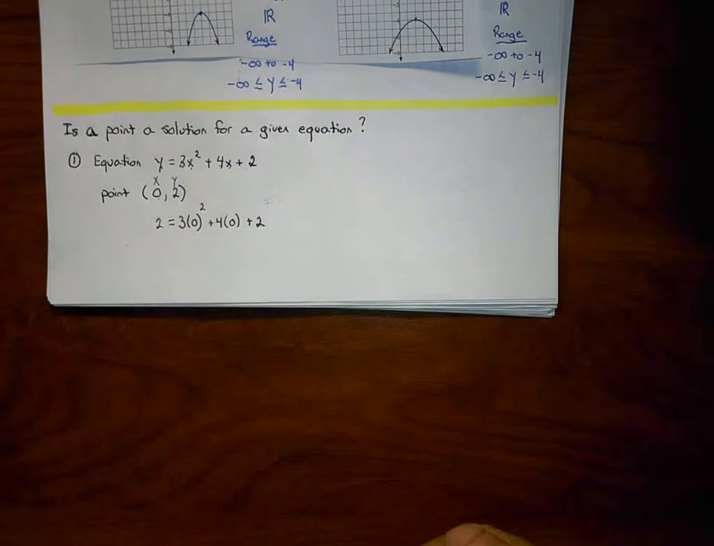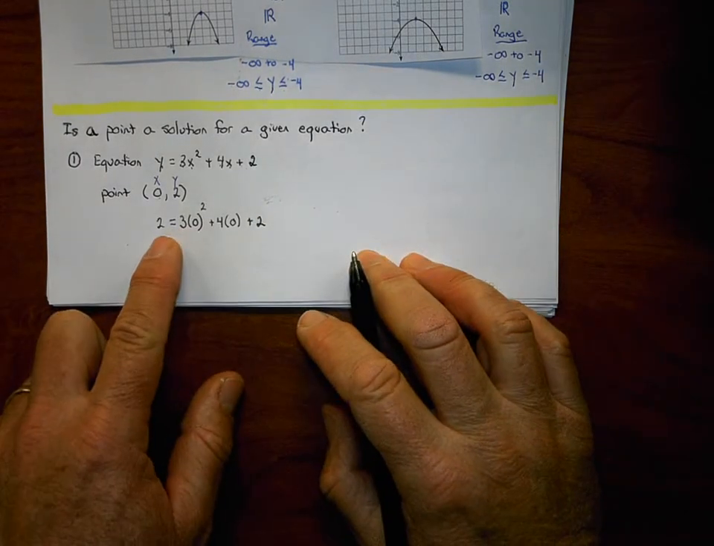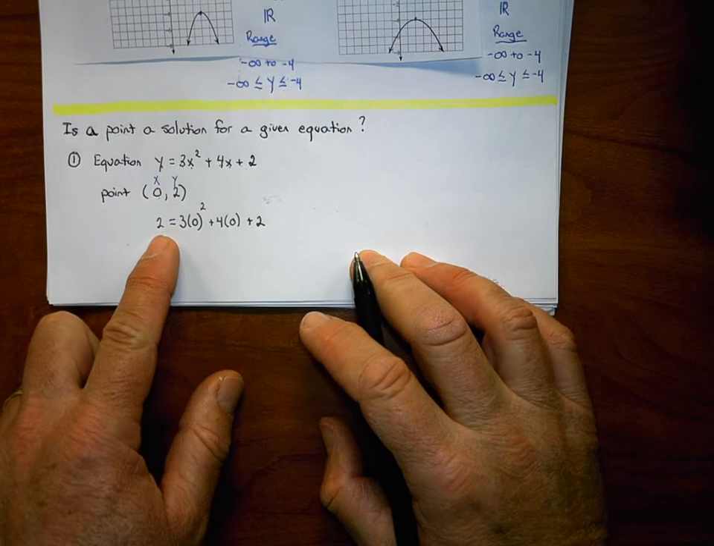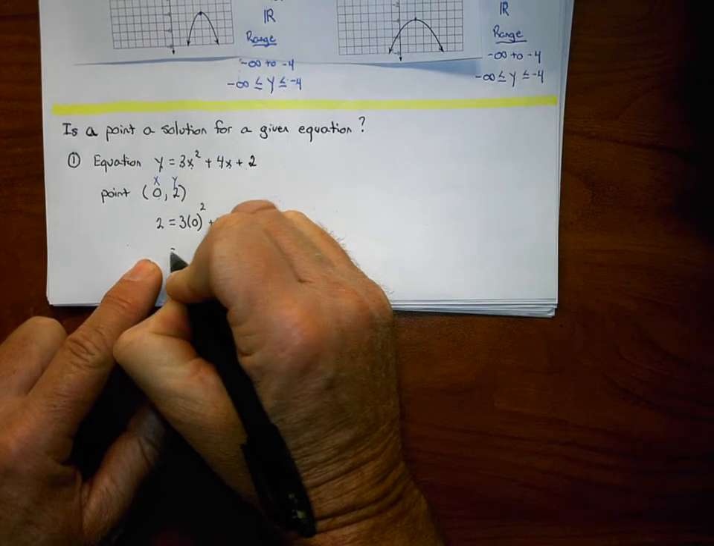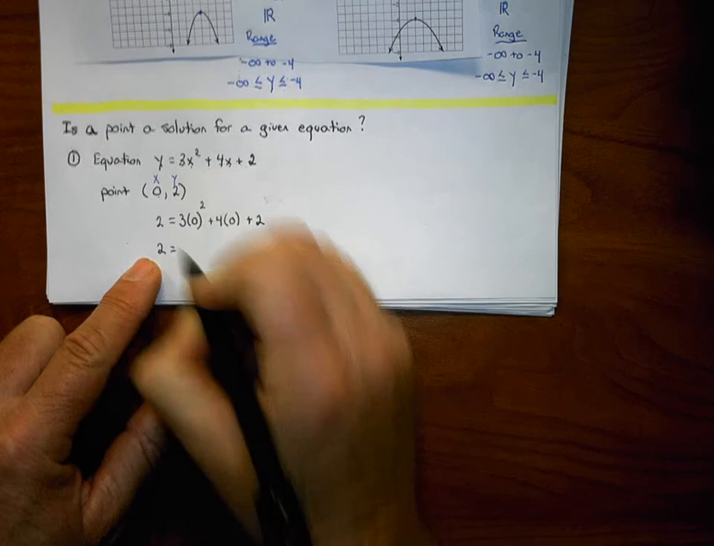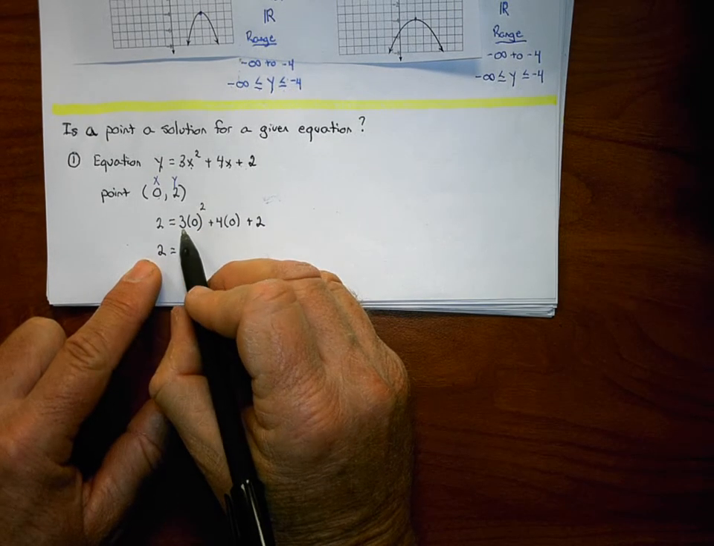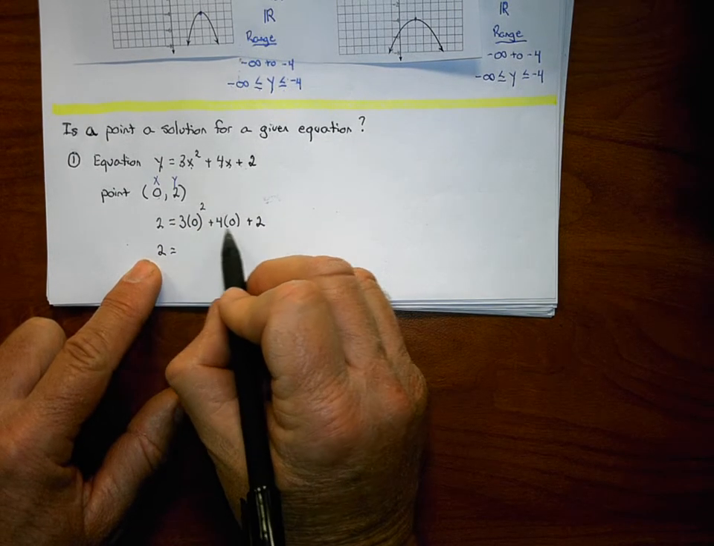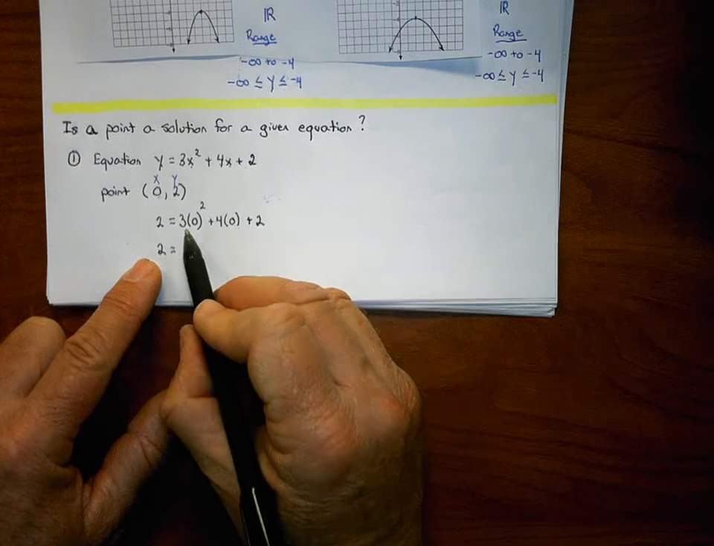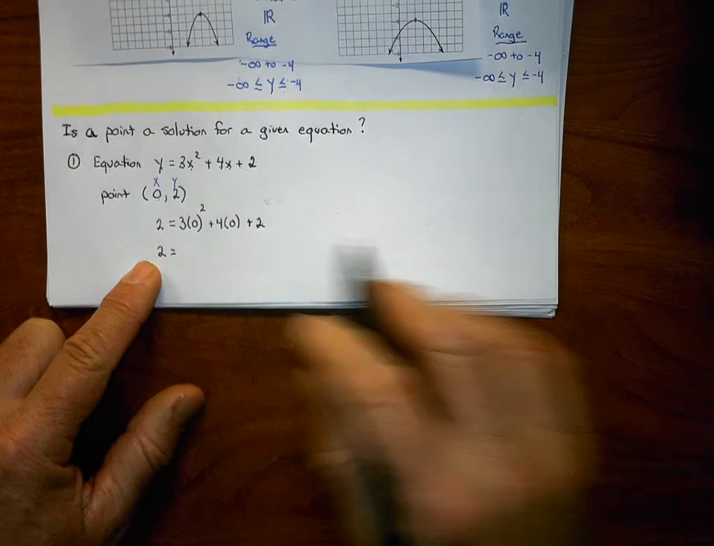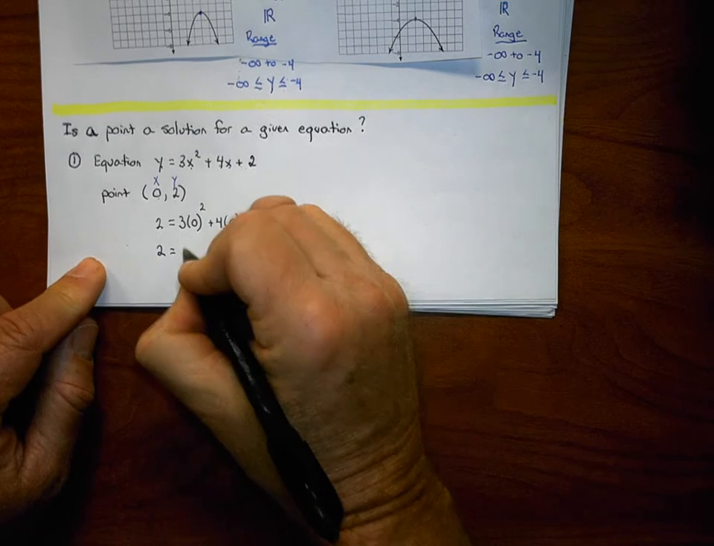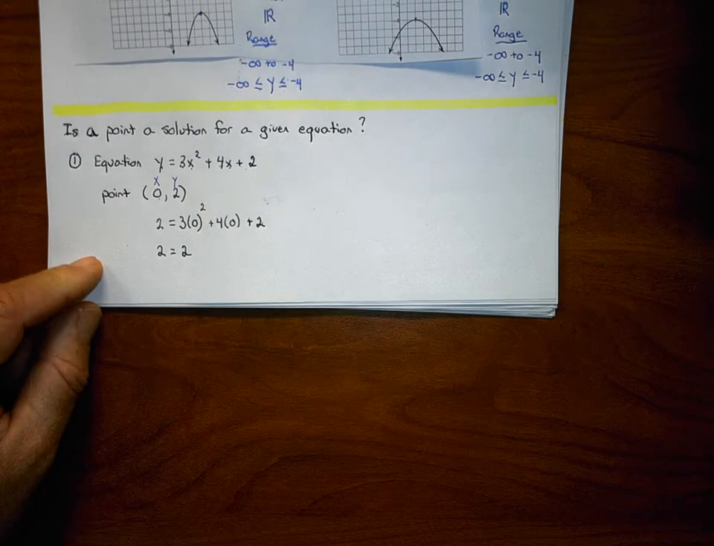First of all, the left side of the equal sign you can't work out. It's 2. There's nothing you can do with that. So when I work out the left side of the equal sign, it's a 2. But can I definitely simplify the right side of the equal sign? Yes. So what is 3 times 0 to the second power plus 4 times 0 plus 2? 2. That is 2. 2 equals 2.